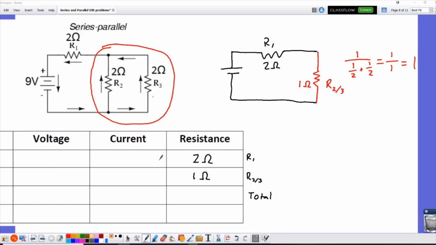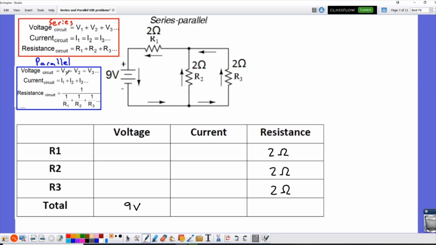You can identify that this is a series by following the path from the battery. I can make my way all the way around, and this is only one path. Okay, so I've condensed this as much as I could, and now I'm going to combine these two resistors using another rule. So I'm going to go back to this page to see what that rule is.